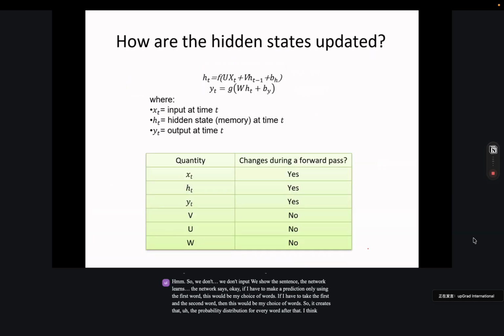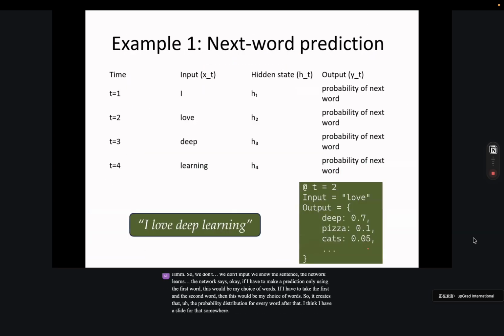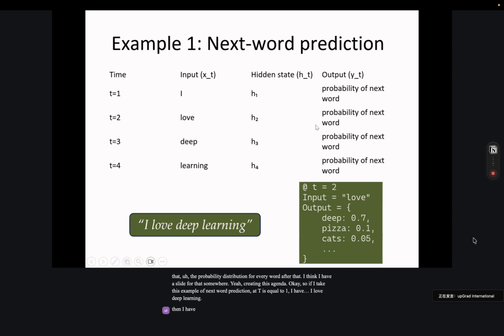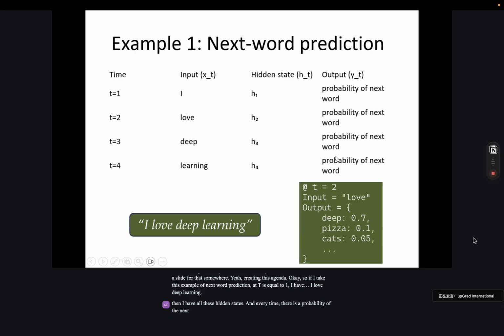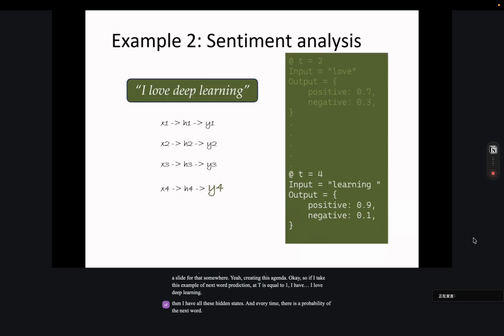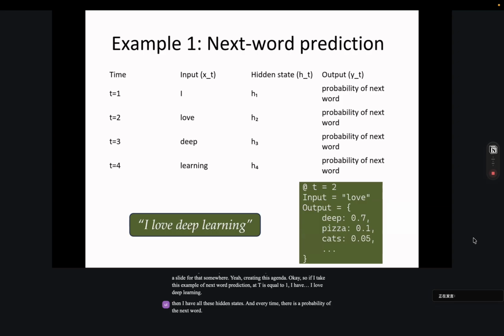I think I have a slide for that somewhere. Yeah, here it is again. Okay, so if I take this example of next word prediction at t is equal to 1, I love deep learning. Then I have all these hidden states. And every time there is a probability of the next word. That's the probability of the next word, where you see this distribution here.